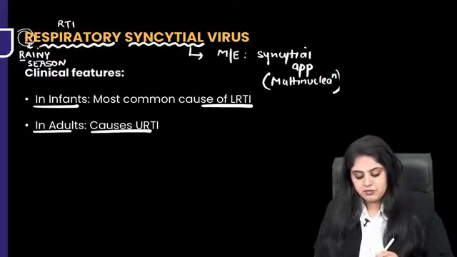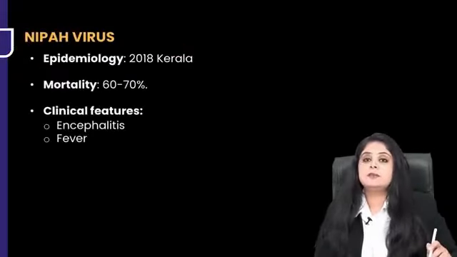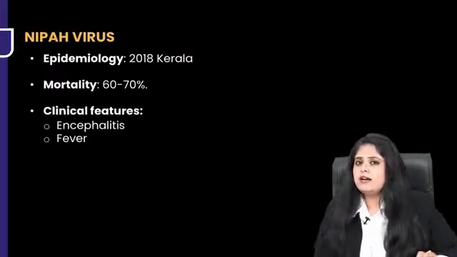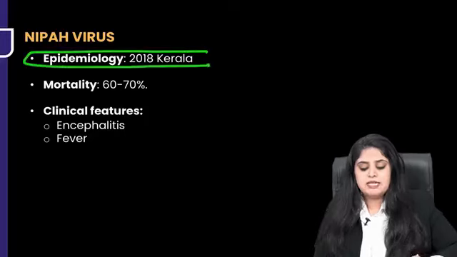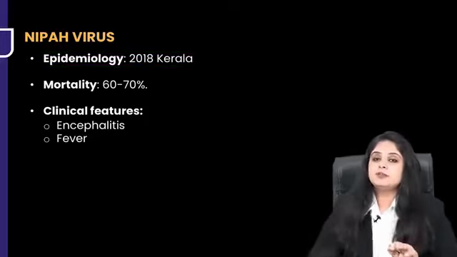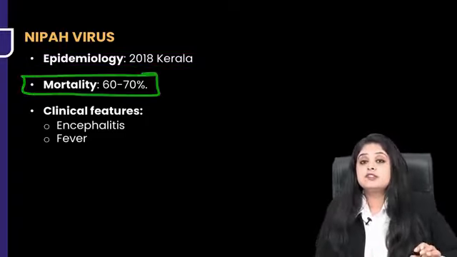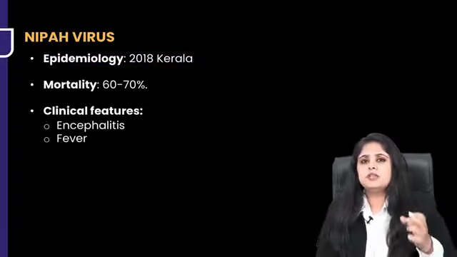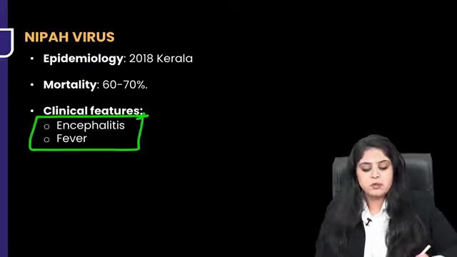What is the last member of this family that we are left with? We are left with Nipah virus. I had told you a while ago that after the 2018 outbreak in Kerala, this Nipah virus became very, very famous. Why? Because this had a mortality of almost 60 to 70%. Why were so many people dying? Because what part of the body does it affect? It affects the brain.